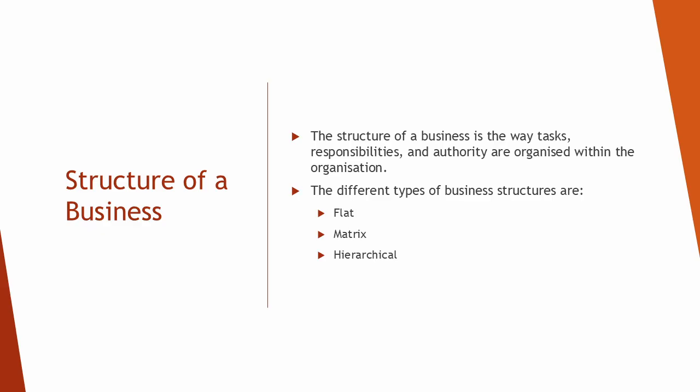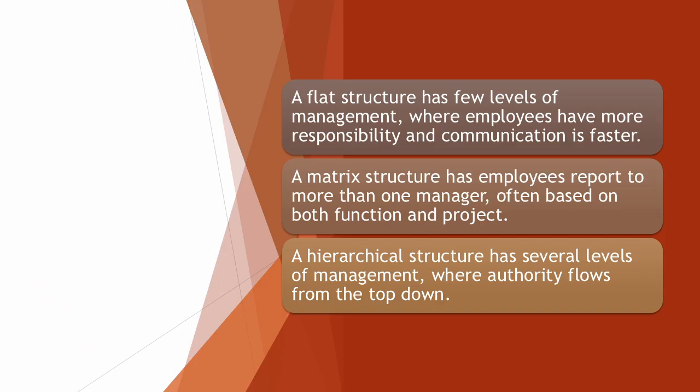Structure of a business. The structure of a business is the way tasks, responsibilities, and authority are organized within the organization. The different types of business structures are flat, matrix, and hierarchical. A flat structure has few levels of management, where employees have more responsibility and communication is faster. A matrix structure has employees report to more than one manager, often based on both function and project. A hierarchical structure has several levels of management, where authority flows from the top down.